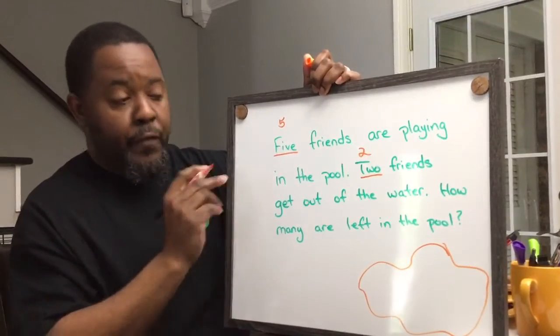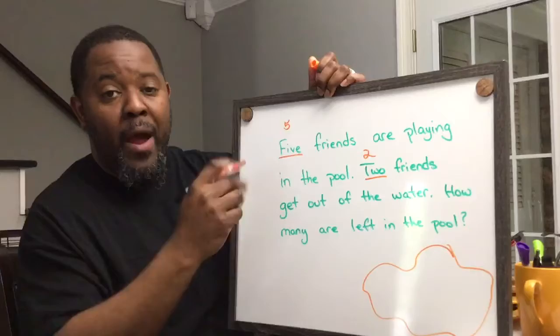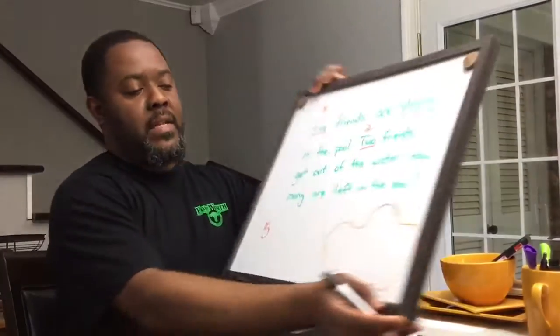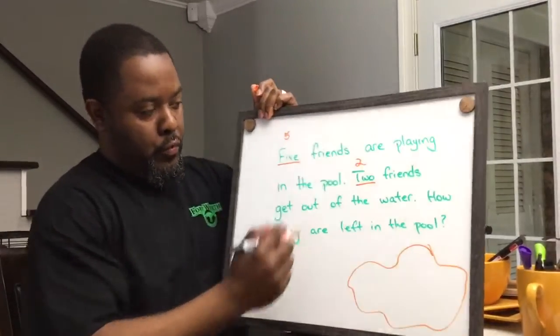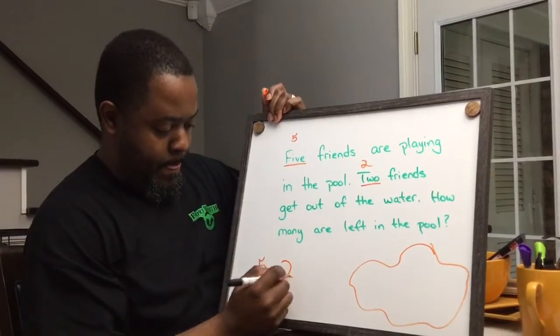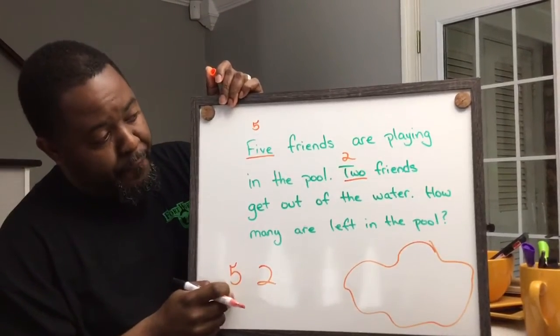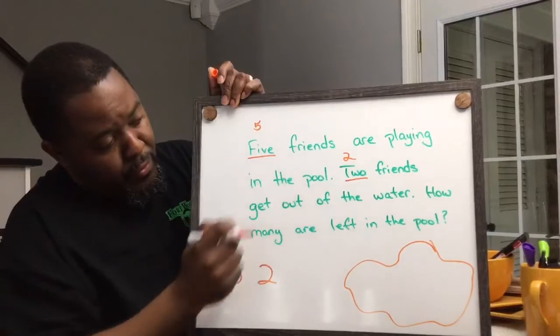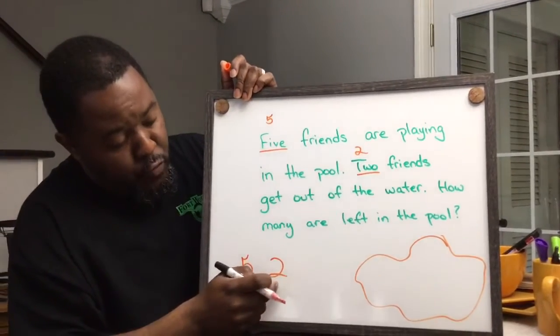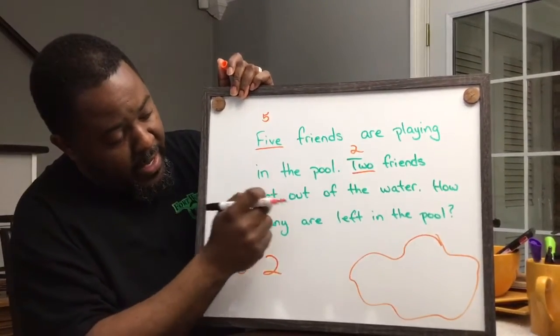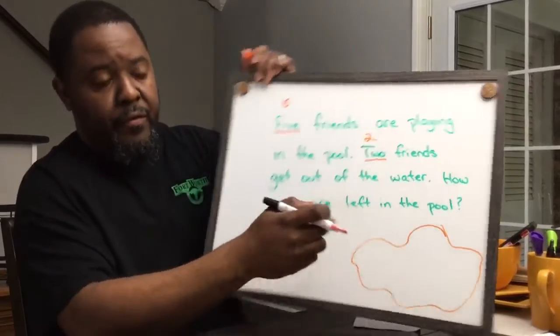So first thing that we're going to do is write what we know. So we have 5, so I'm going to write the number 5. And then I'm going to write this number 2. So I have 5 friends playing in the pool. Then I have 2 friends that get out of the water.